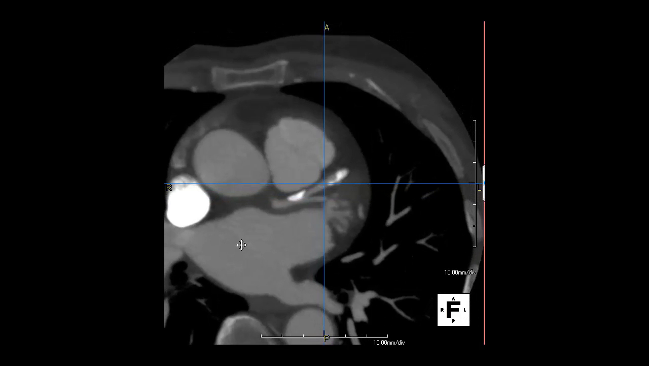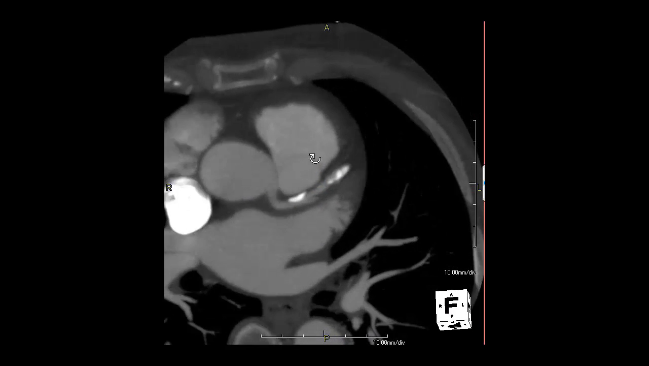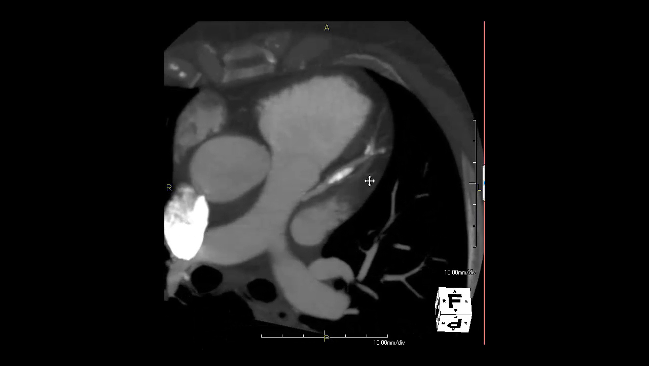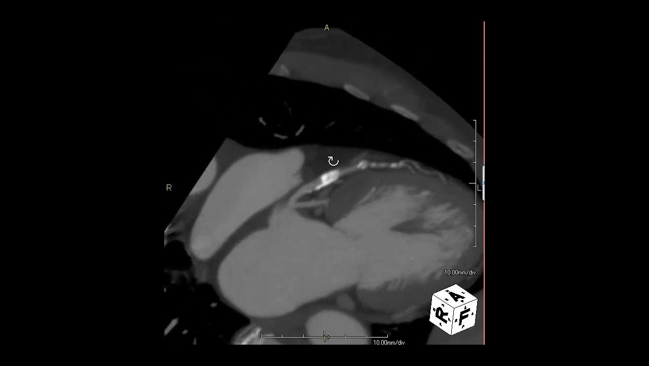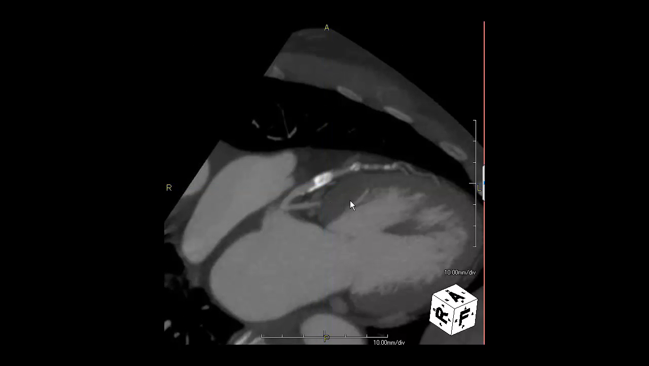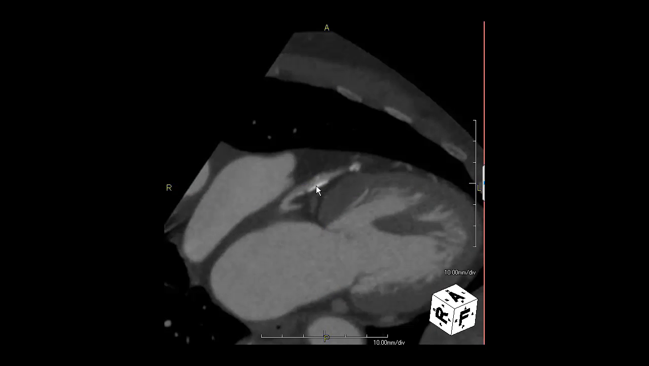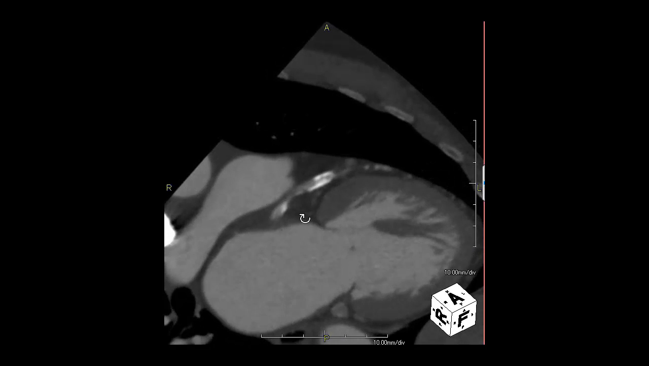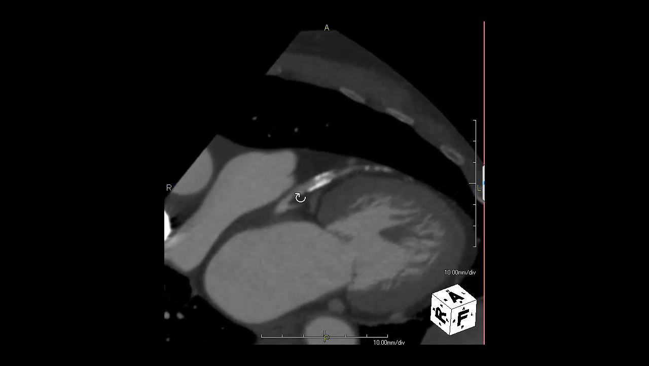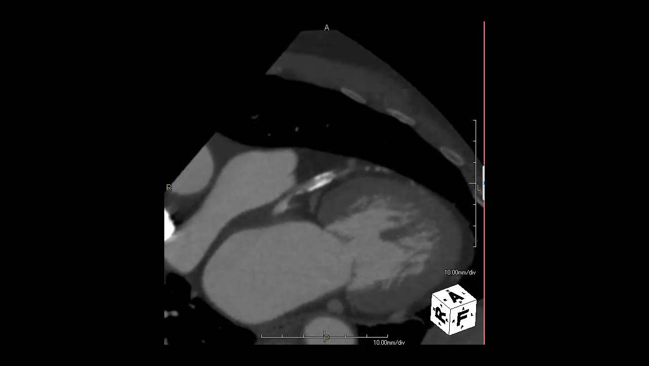Let's look at the LAD as we proceed down. We can see eccentric calcified plaque in the proximal left anterior descending artery. Again, as we go around, it appears to be perhaps more concentric than eccentric, and we try to use an MPR to separate in that area. This is borderline moderate to equivocal obstructive plaque in the proximal left anterior descending artery.